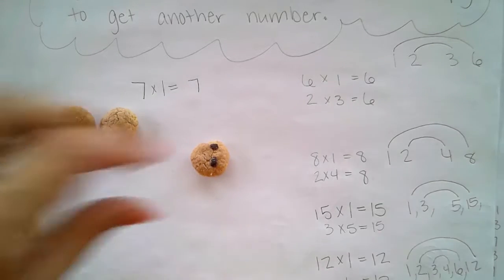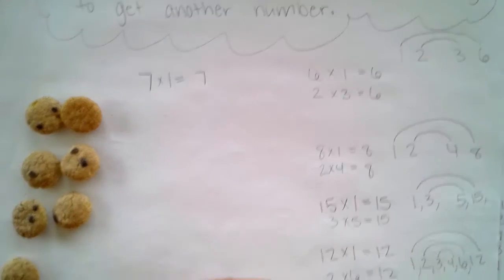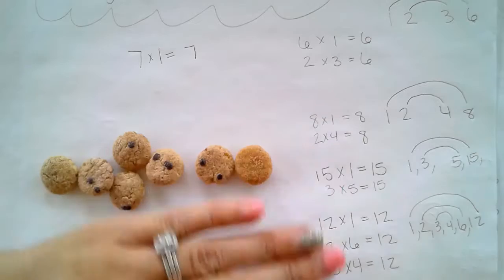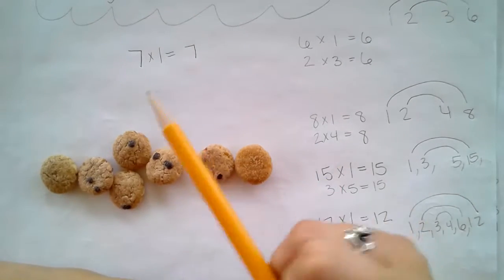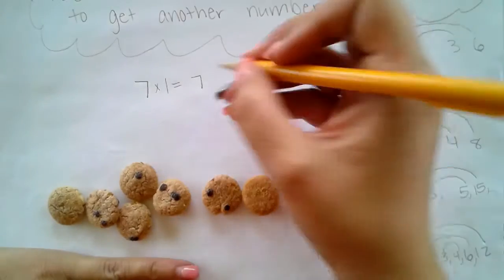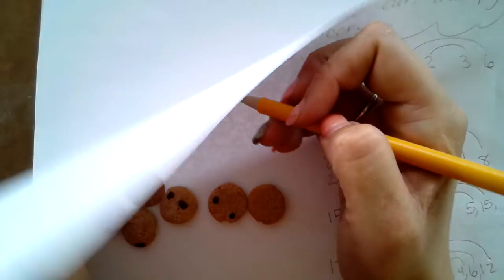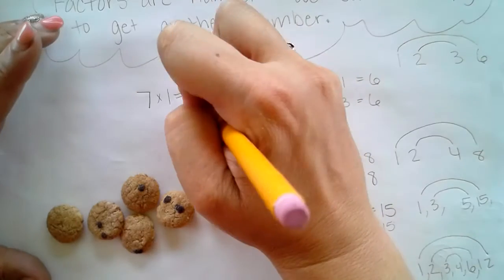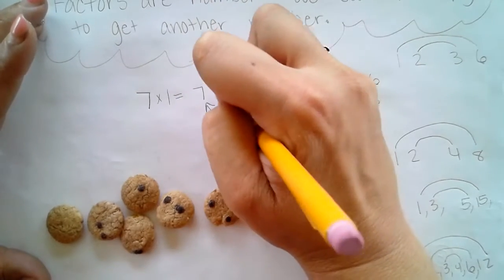Let's try 4. No, can't do that. So, because there's no other array that I can make out of 7 other than 7 times 1, that means this number, the only factors it has is itself and 1. This number is called prime.